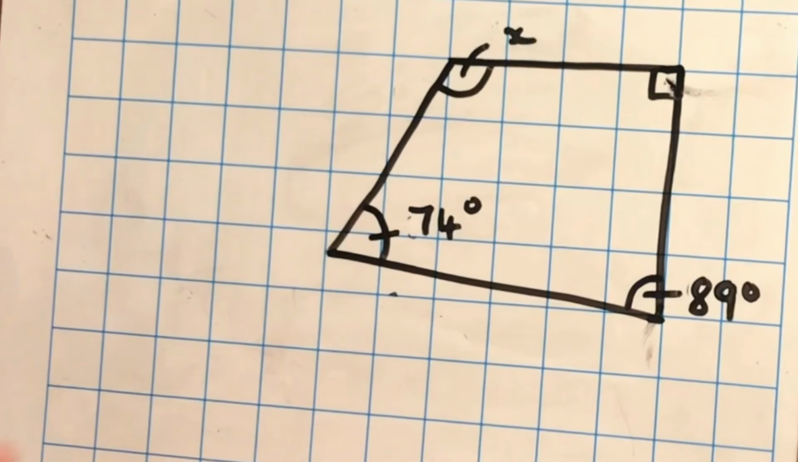Last practice question, you have got an angle 89, angle 74, and then this angle. Okay, you need to work out the size of angle X. So if you want to pause the video, and then when you're ready, restart it and I'll show you the answer.